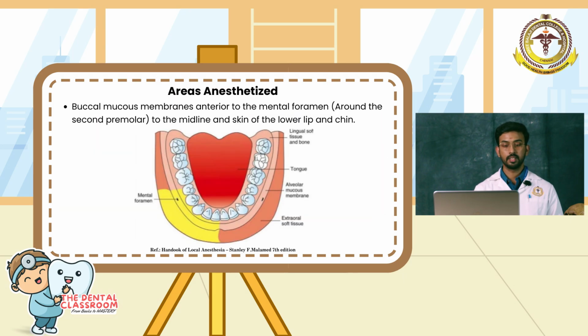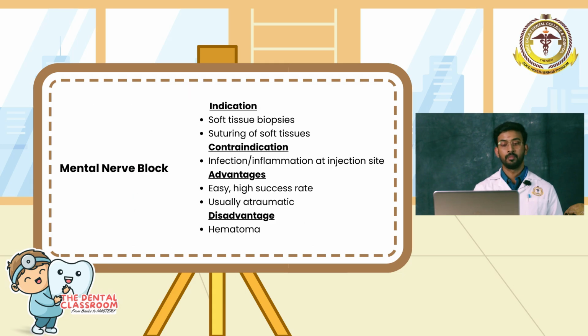The areas anesthetized with this technique include the buccal mucous membrane anterior to the mental foramen up to the midline, and the skin of the lower lip and chin. The thing to note here is that only the mucous membrane and soft tissue over the lip and chin region get anesthetized, whereas the pulpal tissues from the premolar to the incisor are not anesthetized with the mental nerve block technique. Indications include soft tissue biopsies and suturing of soft tissues, the contraindication being infection or inflammation at the site of injection.